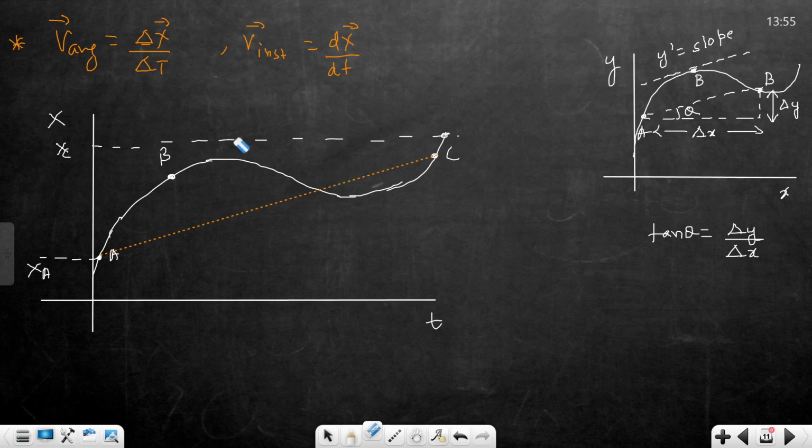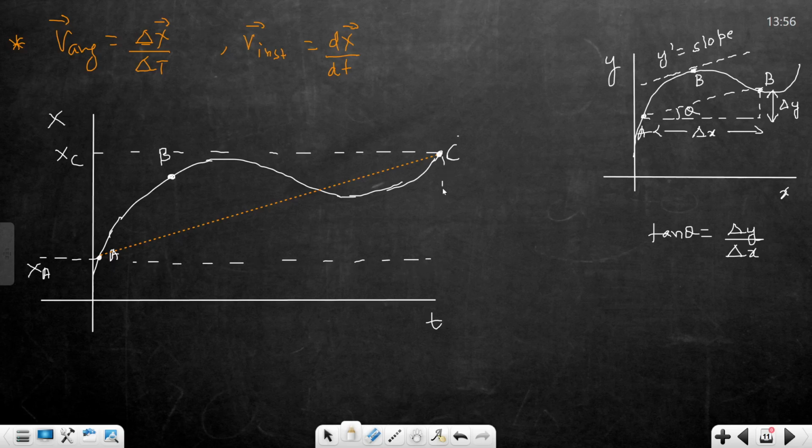Move this down a little. This will be your XC. So the position at C will be XC. What will be the net displacement between A and C? It will be delta x. This will be delta x. Clear? That will be XC minus XA. Is it correct?